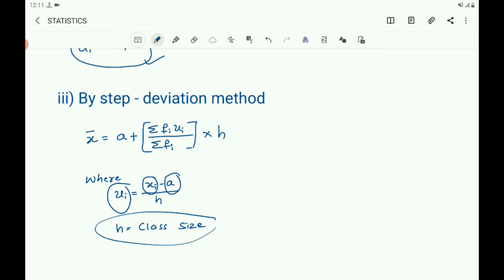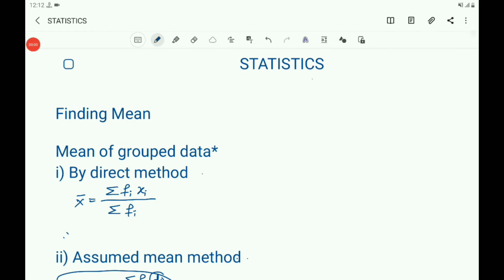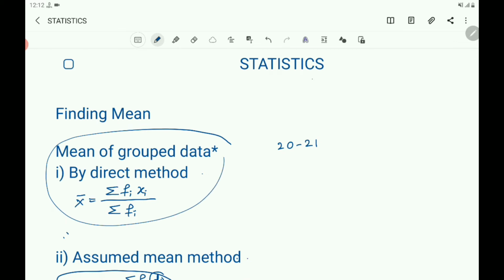The mean obtained by all three methods, the direct method, the assumed mean method and the step deviation method, is the same. The assumed mean method and step deviation method are just simplified forms of the direct method. But for this academic year, 2021, let us discuss only the direct method of finding the mean of grouped data. So let us solve the problems with the help of the direct method, one by one.